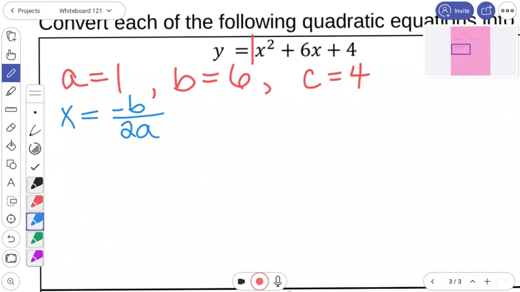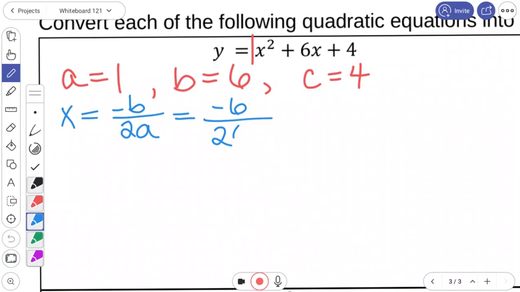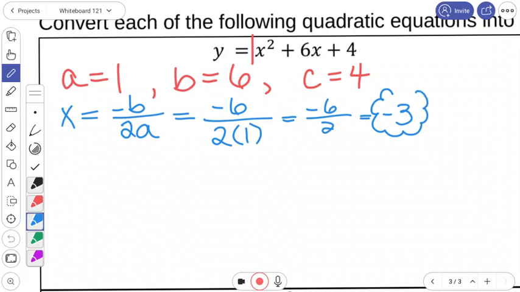Now, if we have b equal to 6, then negative b is just going to be negative 6. It always changes sign, right? And then over 2 times our a value. I'm always going to use parentheses to show multiplication. So negative 6 divided by 2 times 1. 2 times 1 is just 2. So we have negative 6 divided by 2, which gives us negative 3. Don't forget, this is the x coordinate of our vertex, which when we sub it in, is always going to be our h value.